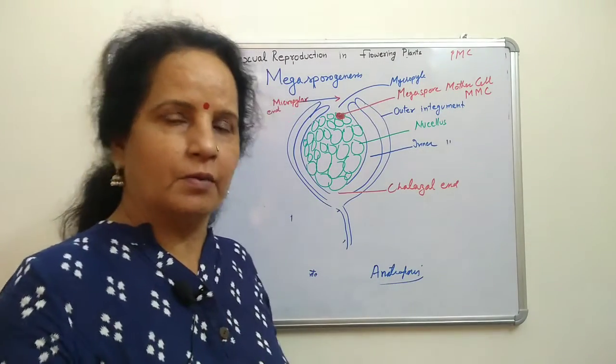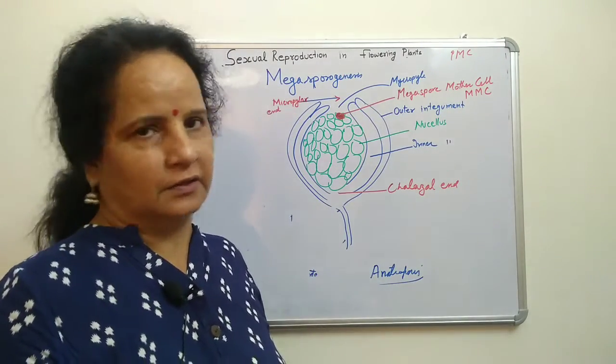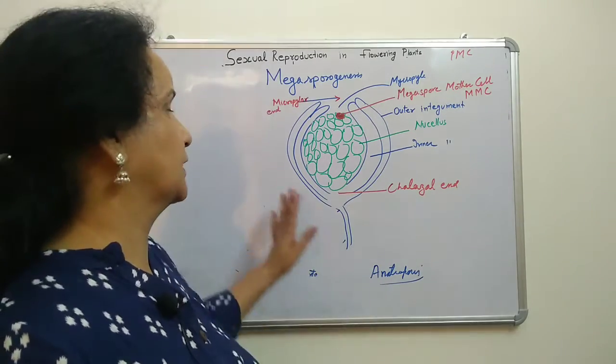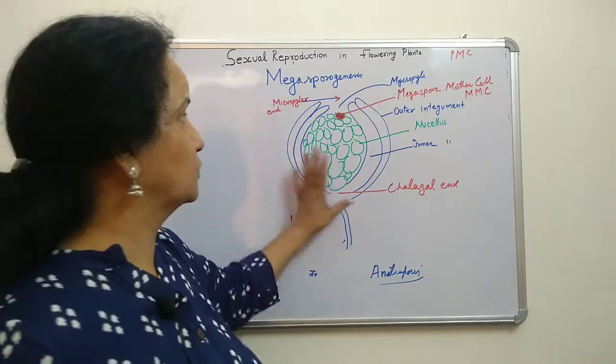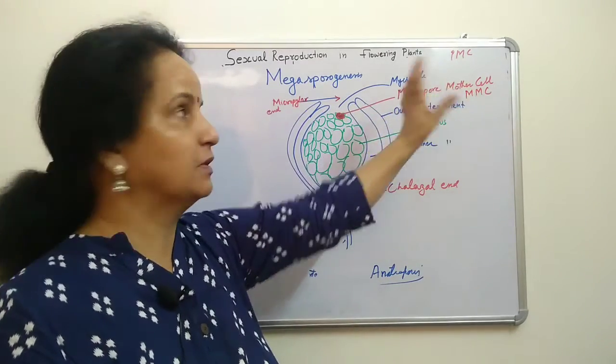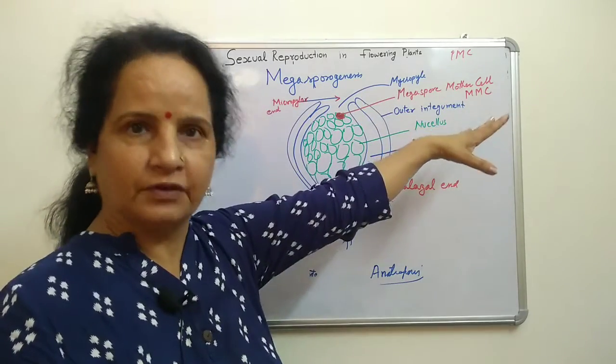The number of cells of sporogenous tissue, the same number of male pollen grains are there. But here it is not so. Only one among all these nuclear cells will act as a megaspore mother cell. Act as means it will go for meiotic division.